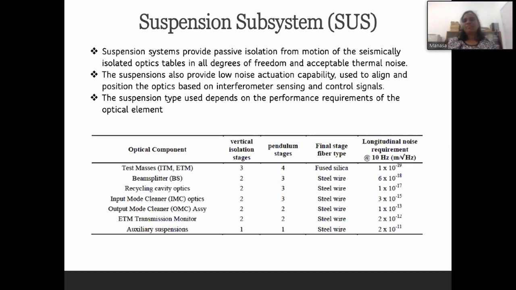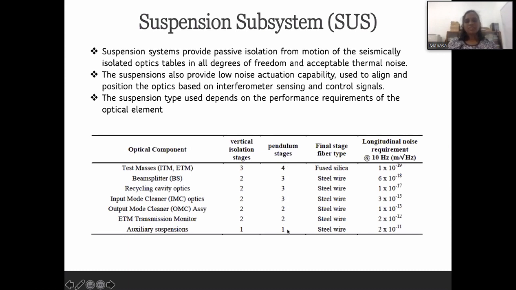So the next subsystem: now that the core elements are ready, they have to be aligned, brought together and positioned in the interferometer. The suspension subsystem should also allow us to work with the different degrees of freedom and control the optics itself. Again, depending on the performance requirements for the optic elements and the level of damping that is required, the number of suspension stages that enables such a thing will be decided. For example, the test masses are the most crucial, and they come as quad suspensions.